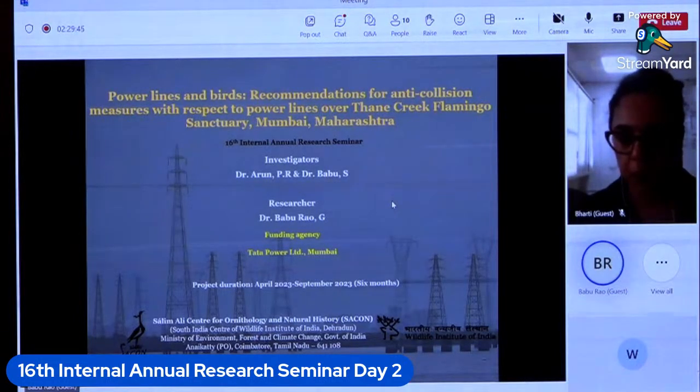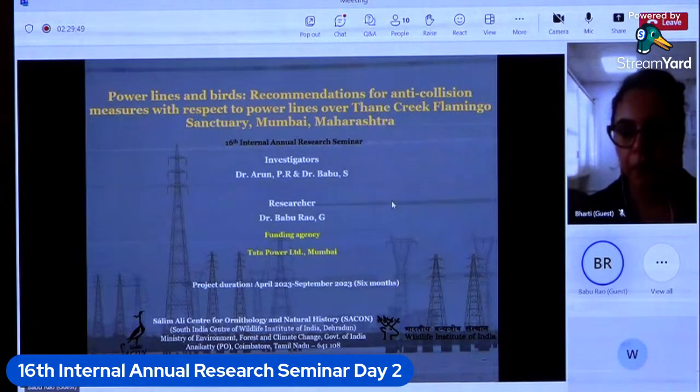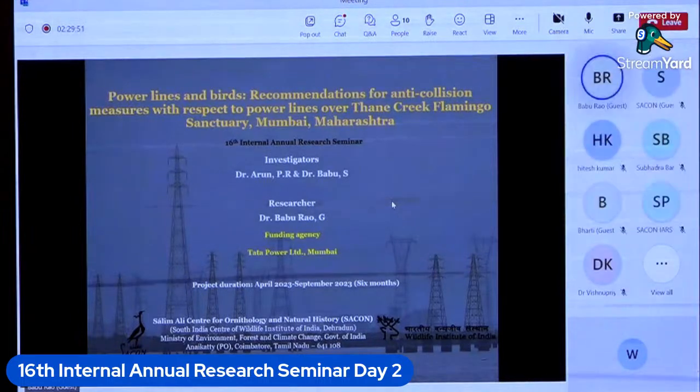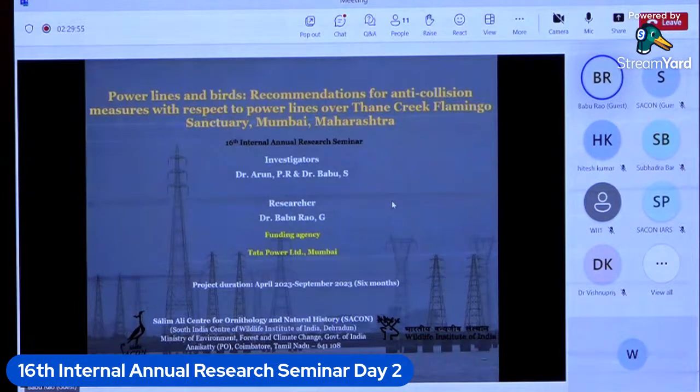Today, we will talk about a recently completed short-term project in Mumbai, which was funded by Tata Power Limited. My presentation title is Power Lines and Birds, Recommendations for Anti-Collision Measures with respect to Thane Creek Flamingo Sanctuary.